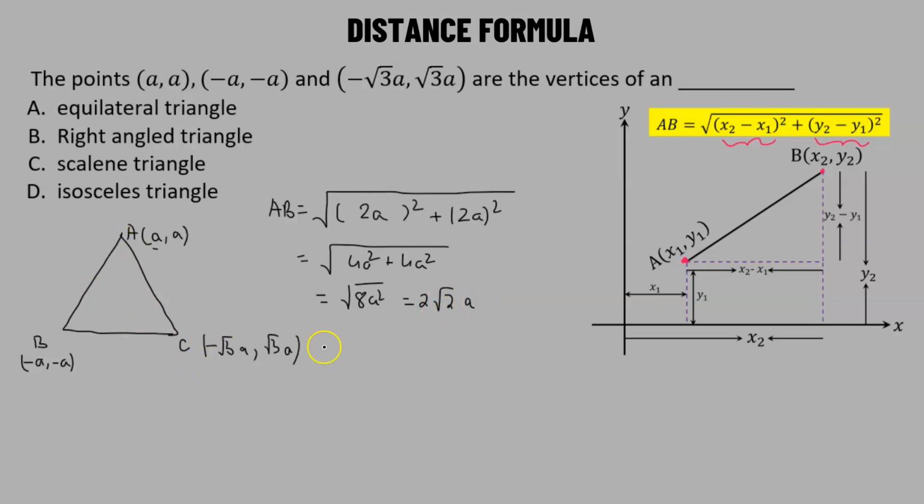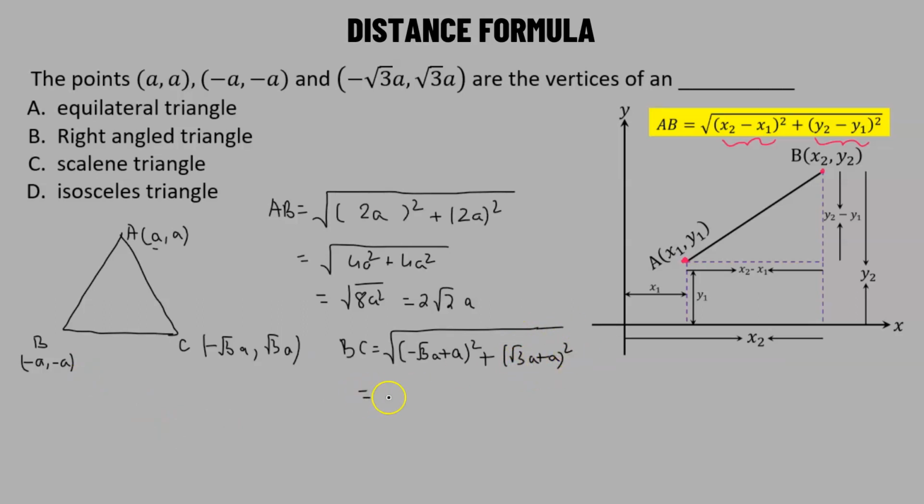Let's try to find the length of BC. BC equals the square root of, since we are considering BC, first the difference of the x coordinates. That's negative square root of 3 a minus negative a, so that becomes positive a. So we have (-√3 a + a) squared. This will be added to the difference of the y coordinates, -√3 a minus negative a, so that's going to be positive a. (-√3 a + a) squared.